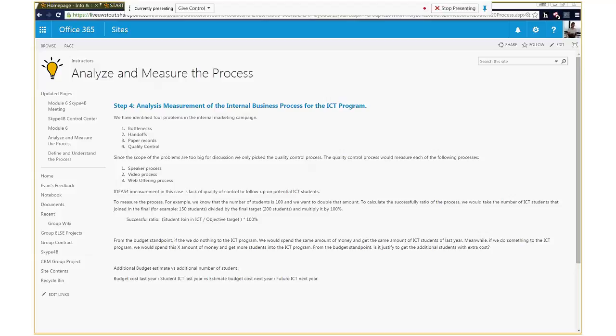To measure the process, for example, we know that the number of students is 100 and we want to double that amount. By the way, as of last spring, that amount was 150, so we want to double. Thinking about the goal of the ICT program is to double its online enrollment, and I kind of want that as well as far as face-to-face. To calculate the success ratio of the process, we would take the number of ICT students that join in the final, for example, 150 students, divide that by the target number, 200 students, and multiply it times 100. All right, that could potentially be a measure with the big picture goal.